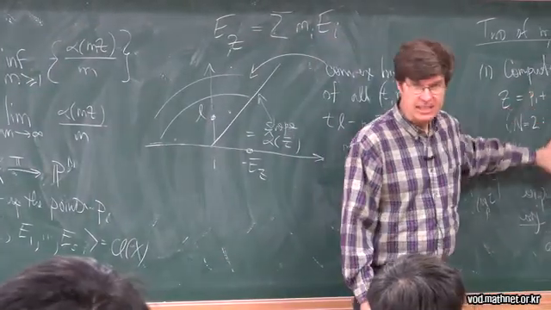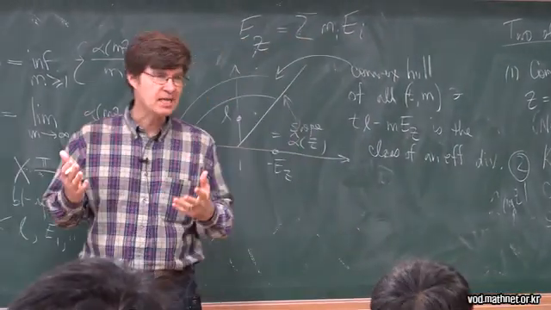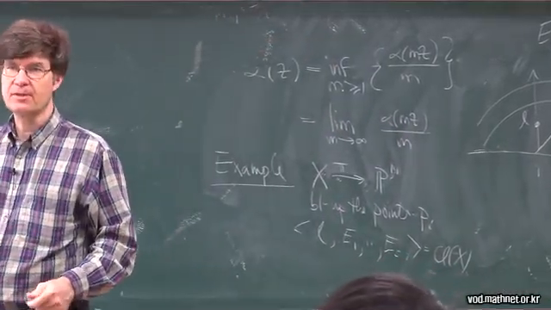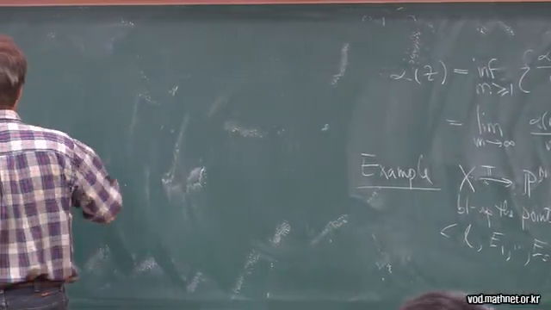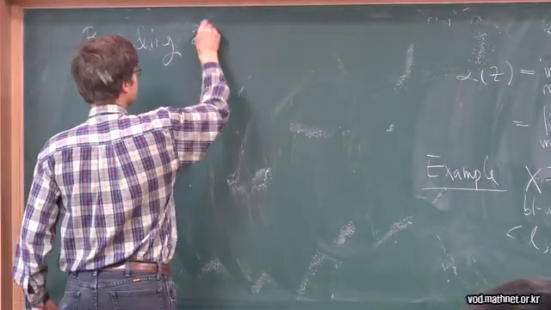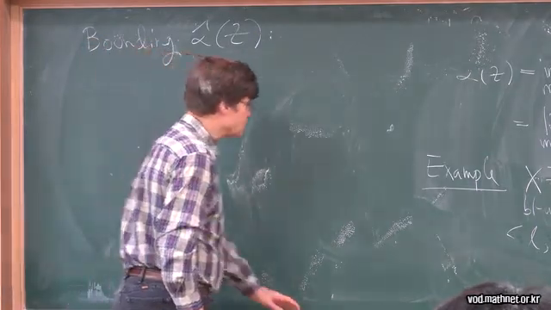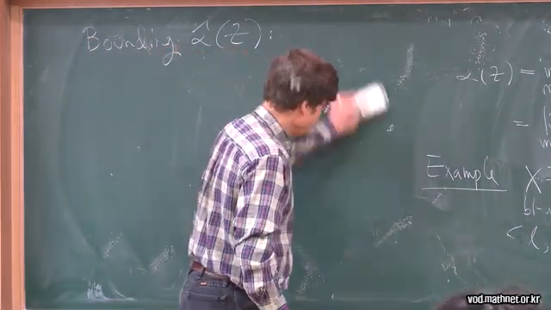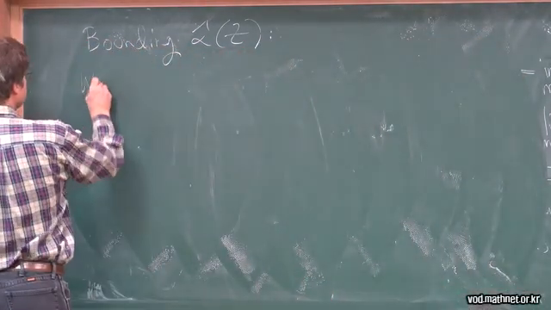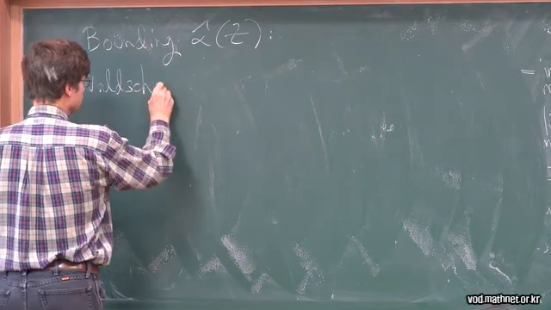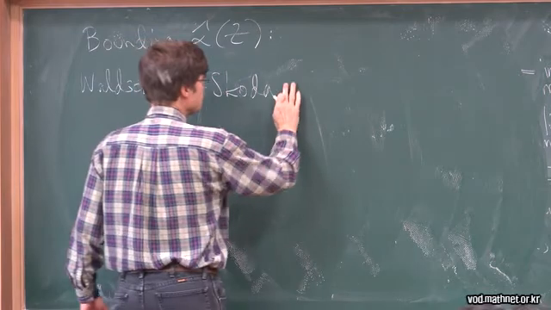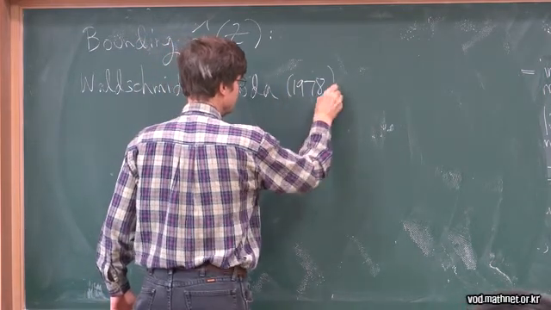part of the reason for mentioning these two things was just to remind you that the Waldschmidt constant is hard to compute. And so that is why there's motivation for finding estimates. So let's look at bounding the Waldschmidt constant. So the first bound was due to Waldschmidt and Skoda. So this is about 1978.